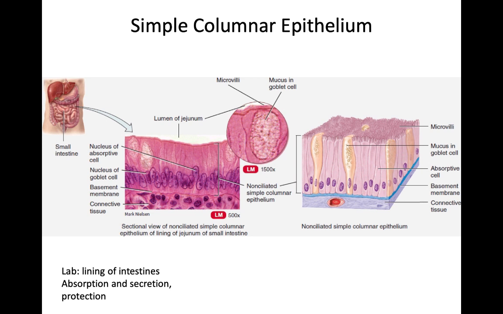Simple columnar epithelium functions in absorption and secretion as well as protection. Oftentimes, simple columnar epithelium contains goblet cells, cells that make and secrete mucus. You can see a goblet cell right here with mucus inside. You would find simple columnar epithelium in the digestive tract, the uterus, and the lining of the intestines.